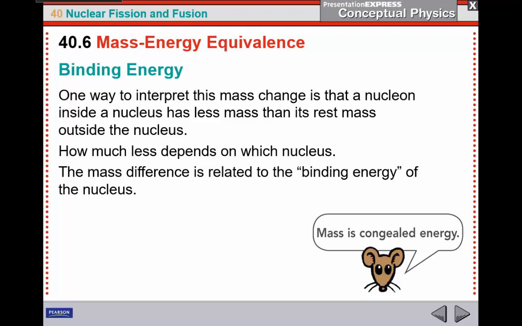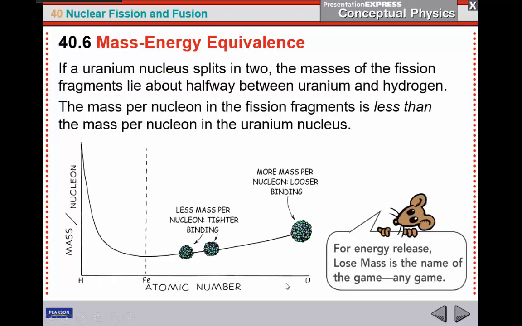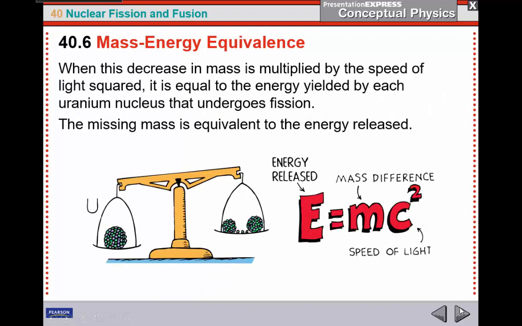The mass difference is related to the binding energy, so that's the strong nuclear force that binds the nucleons together. Over here we're generally looking at the fission reaction, when we split a heavy nucleus into two smaller nuclei, so the mass per nucleon is less when they've been split into two smaller nuclei. We'll want to work our way down this particular diagram here.